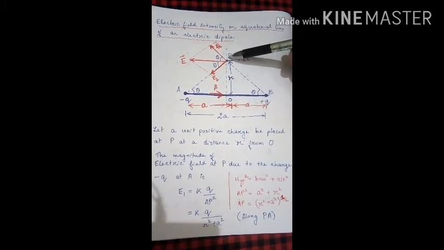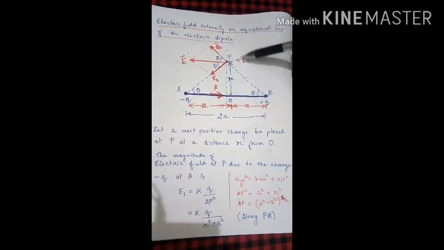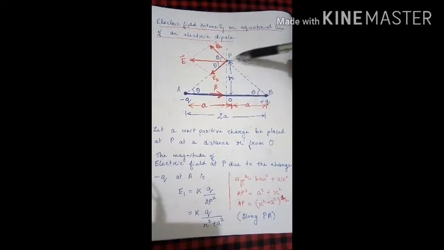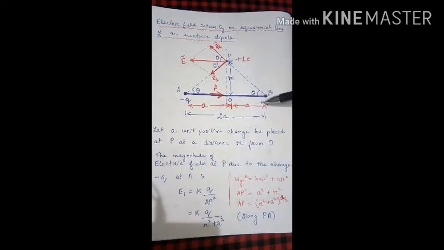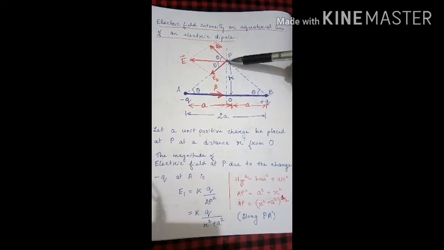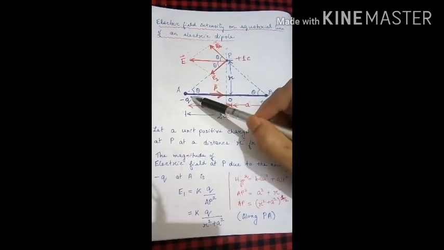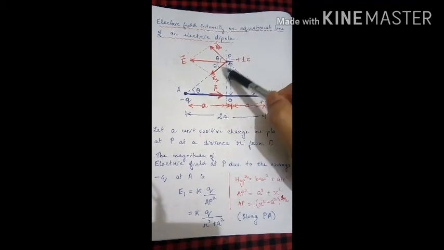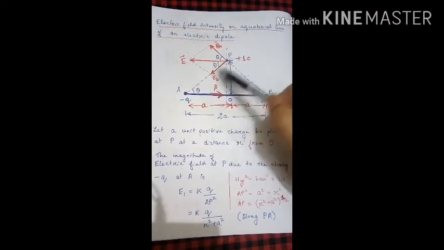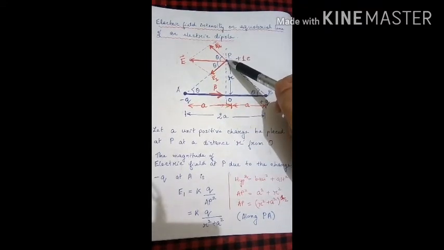If we place a unit positive charge at this point, which I have written as 1 coulomb, then this charge will experience a force due to the minus charge as well as the plus charge. So we get two values of electric field intensity at this point. There is a positive charge here and a negative charge there, so the negative charge will attract this positive charge. As a result we get a force along this direction, and also a value of electric field intensity at this point.